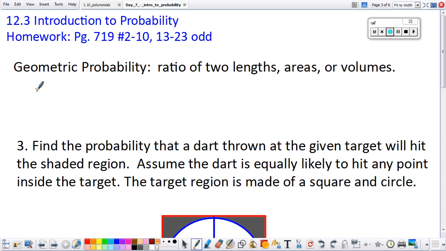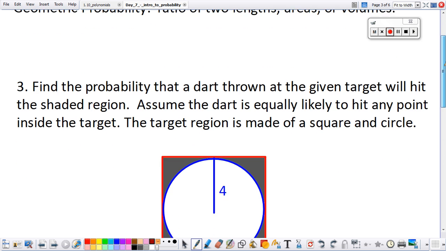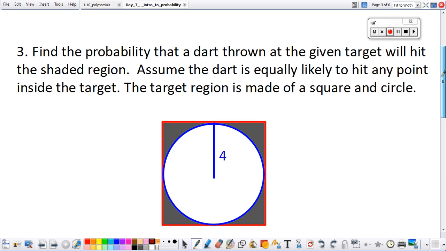So another type of probability is geometric. So what the geometric probability is that we find the ratio of lengths or areas or volumes or any other geometric property. So the ratio, that's a division. That's everything that we have done on the prior page or the prior examples. So here's our third problem. We want to find the probability that a dart thrown at the target will hit the shaded region. So we need the area of the shaded region over the total area.